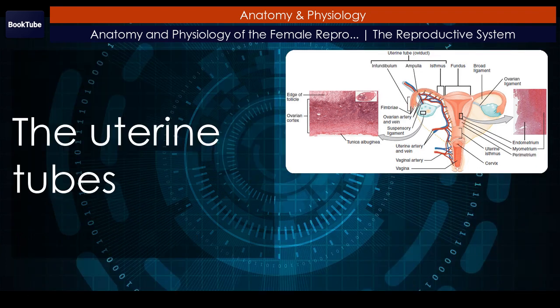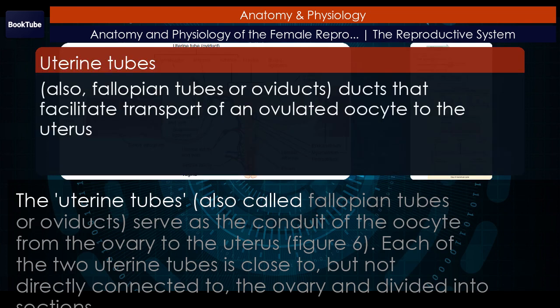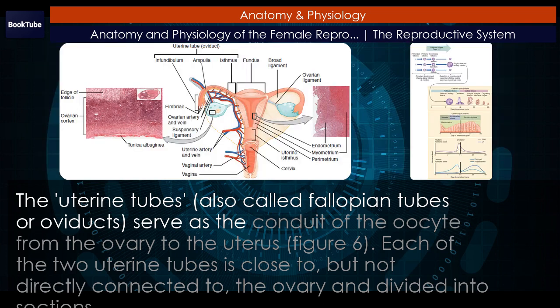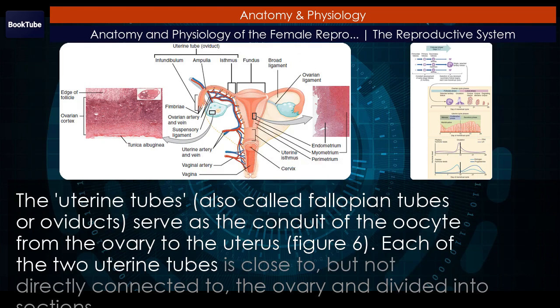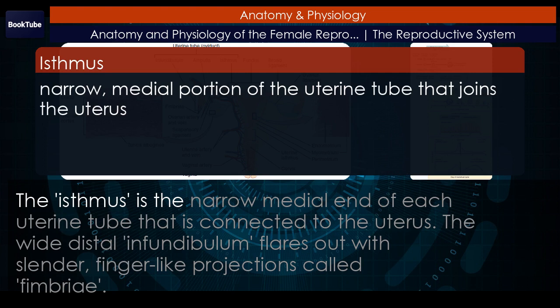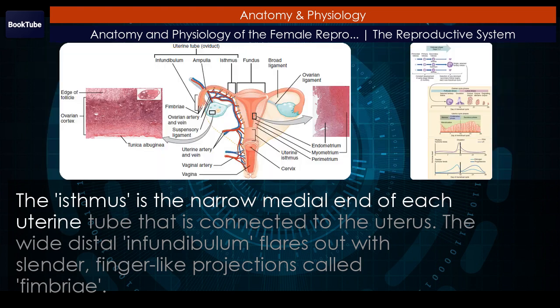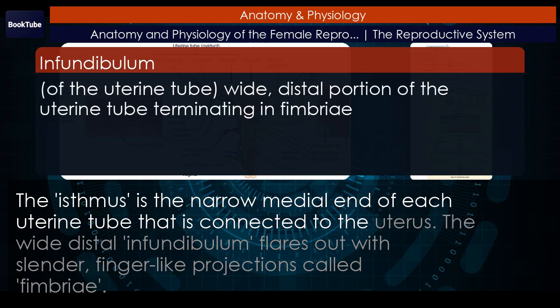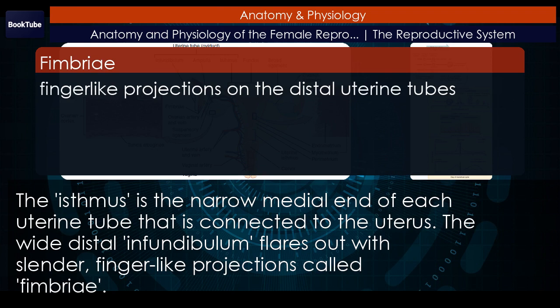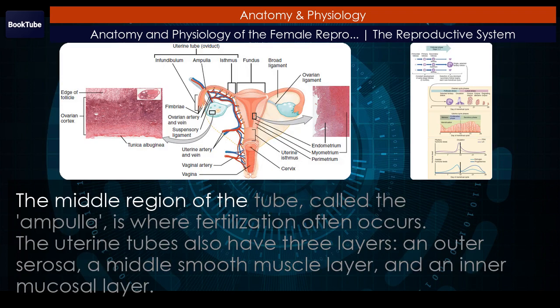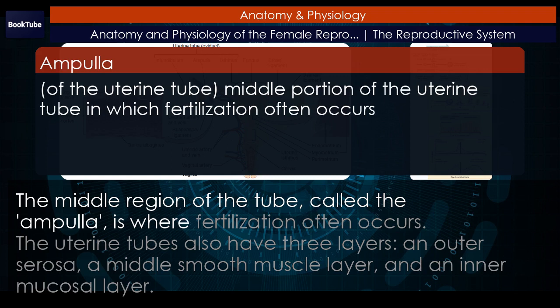The uterine tubes, also called fallopian tubes or oviducts, serve as the conduit of the oocyte from the ovary to the uterus. Figure 6. Each of the two uterine tubes is close to, but not directly connected to, the ovary and divided into sections. The isthmus is the narrow medial end of each uterine tube that is connected to the uterus. The wide distal infundibulum flares out with slender, finger-like projections called fimbriae. The middle region of the tube, called the ampulla, is where fertilization often occurs.